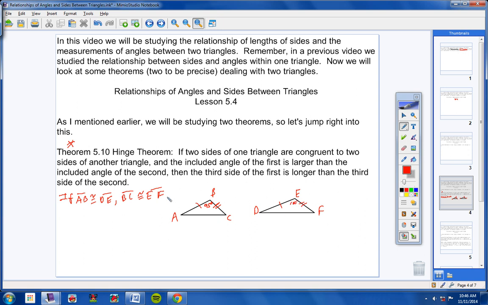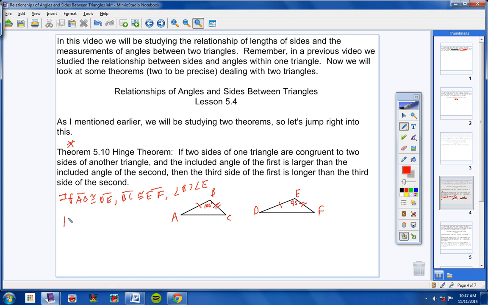So then, angle B is greater than, did I say that wrong, guys? Sorry about that. Let's back that up, okay? Sorry, your old teacher's getting old here. Make this 100 degrees. And make this 95 degrees, okay? There we go. So now we're going to say angle B is greater than angle E. Okay, that's all of your if part. If two sides of one triangle are congruent to two sides of another, and the included angle of the first is larger than the included angle of the second. So there's all of our if part.